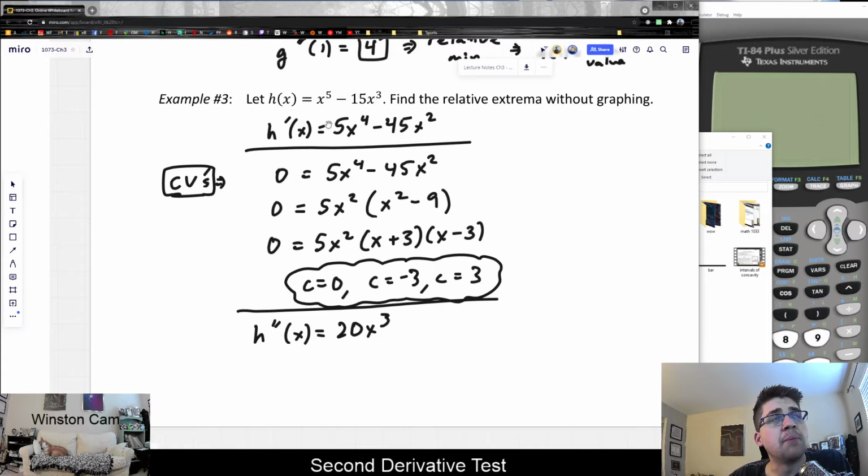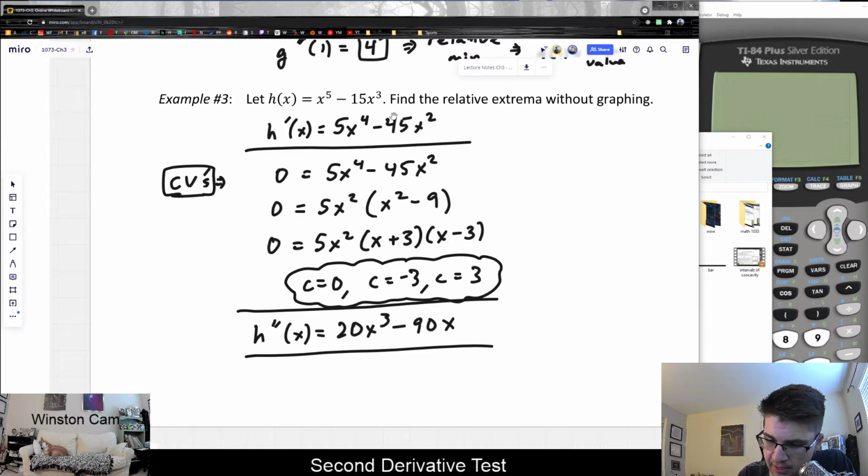So I take my first derivative and take the derivative of that. So again, power rule, drop the 4. 4 times 5 is 20, 20x cubed. Then with this 2, drop the power, subtract 1, 2 times 45 would be -90x. And again, losing 1 power. So there we have our second derivative. And we don't need to set it equal to 0 either. All we need to do is plug in those critical values.